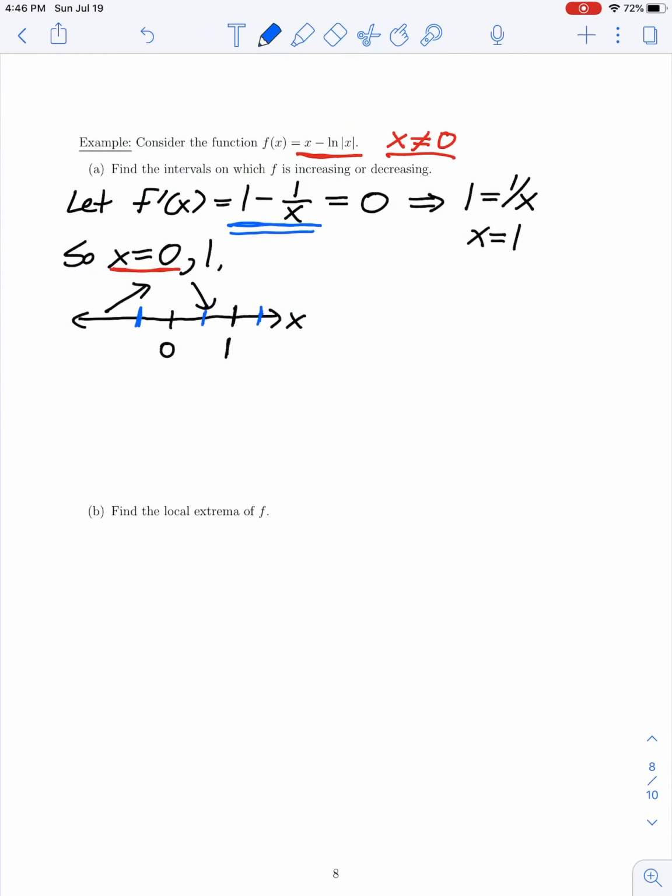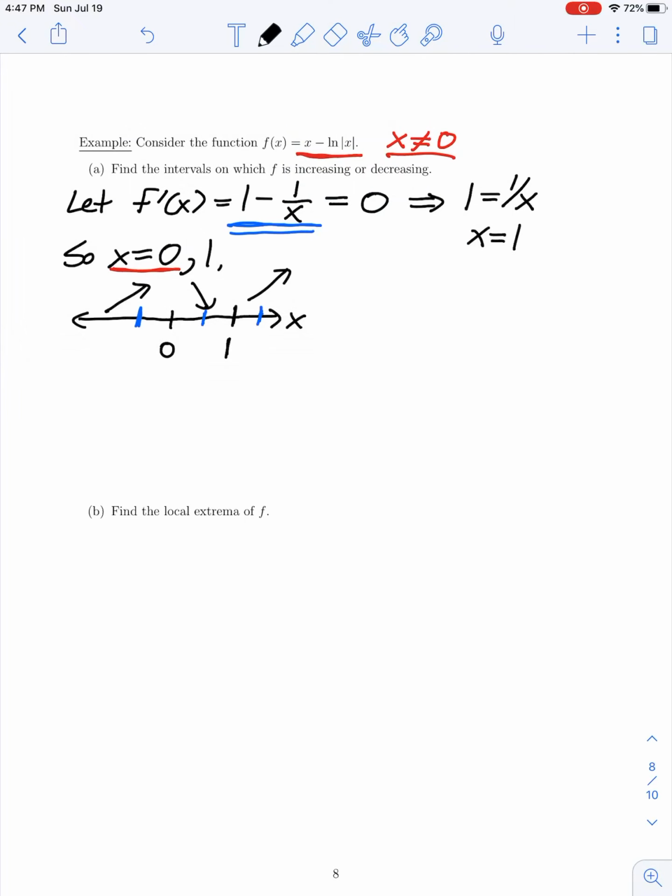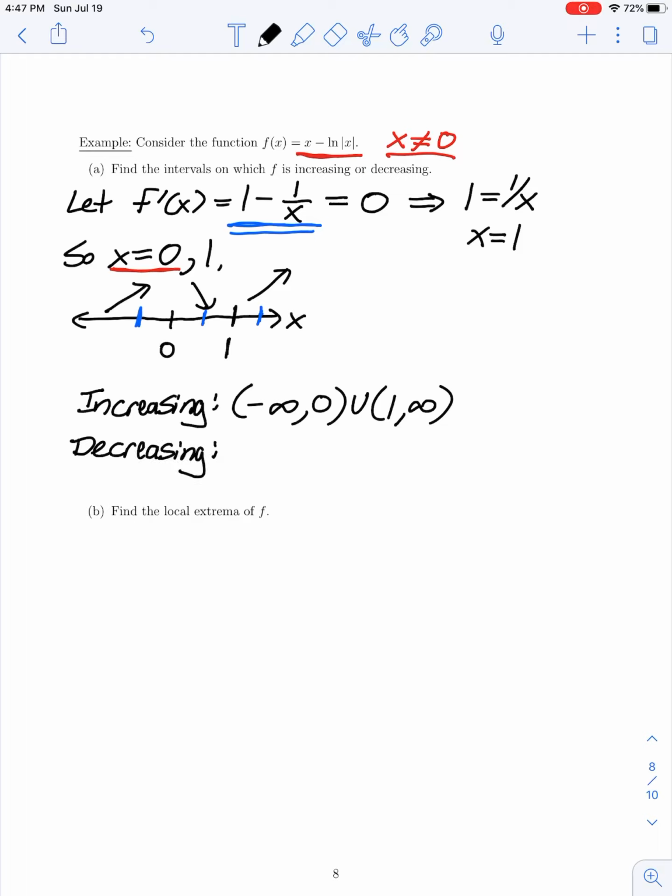And choosing a value of x to the right of 1, say 2, substituting into our derivative, we would have 1 minus 1/2, which is a positive 1/2. So our function will be increasing. So in summary, our function is increasing on the intervals -infinity to 0, or from 1 to infinity, and is decreasing on the interval from 0 to 1.